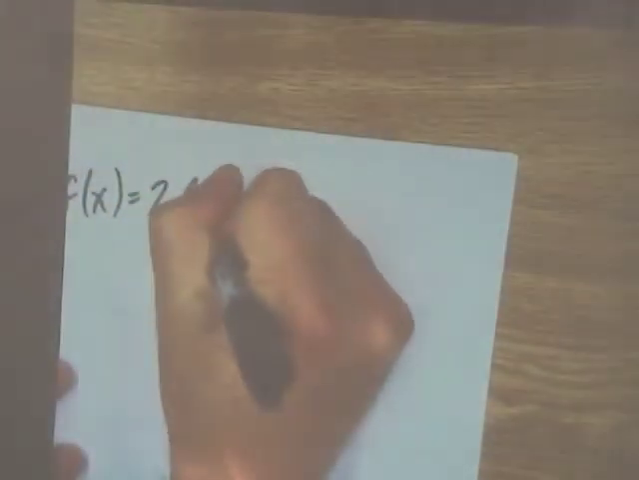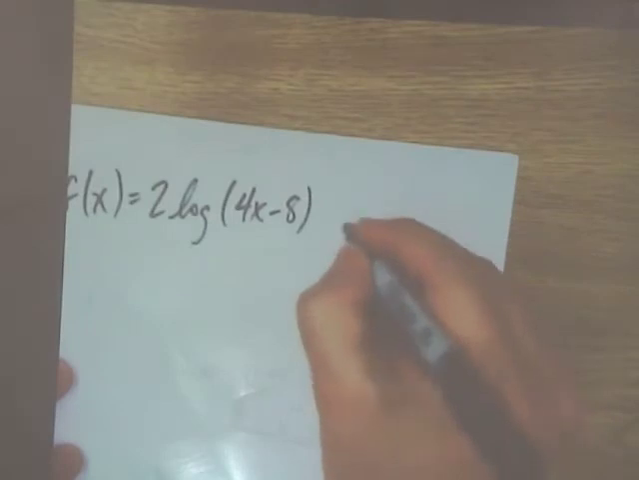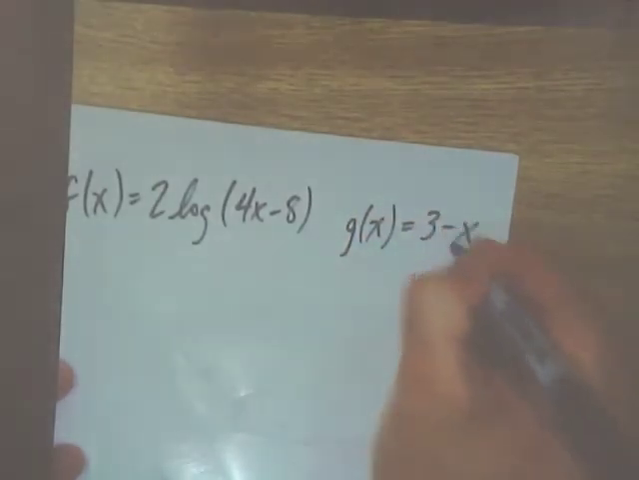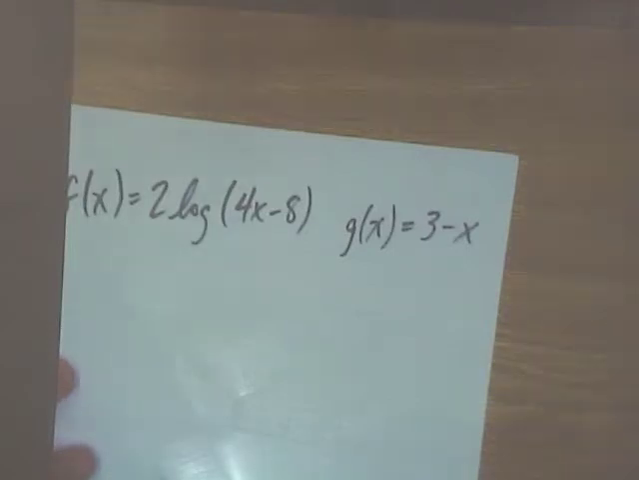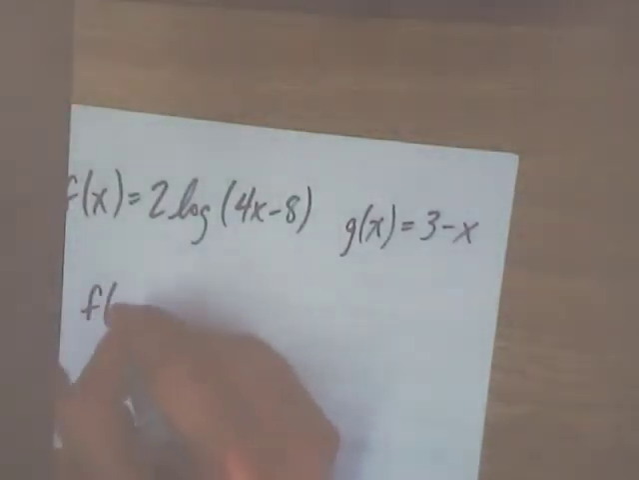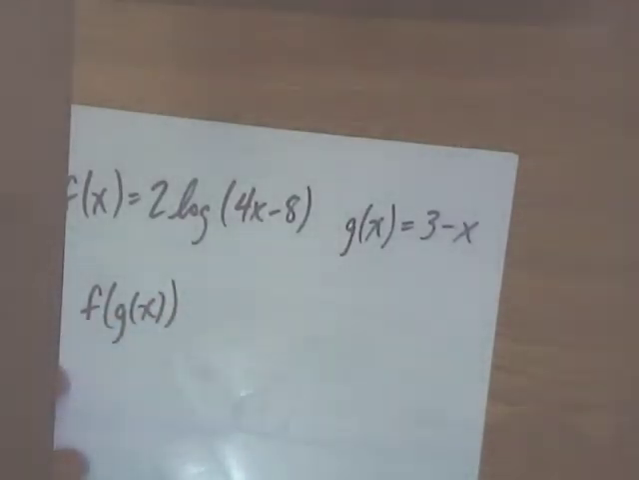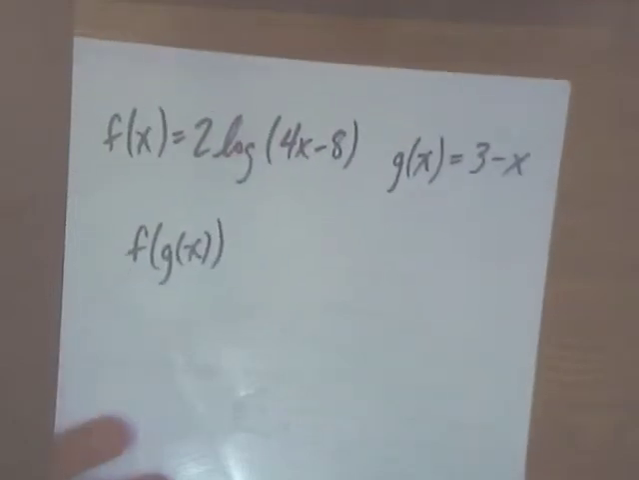They give us f of x is equal to 2 log 4x minus 8, and g of x is equal to 3 minus x. And they want us to find f of g of x and get the domain of the composition. All right, so what do we need to do?